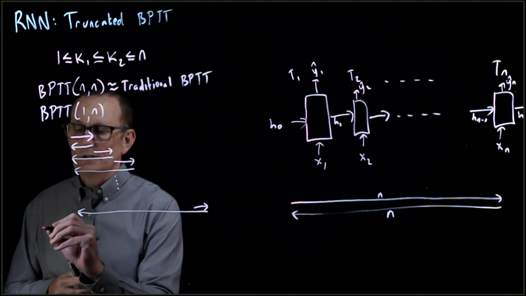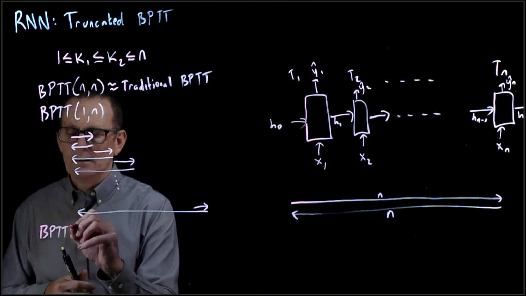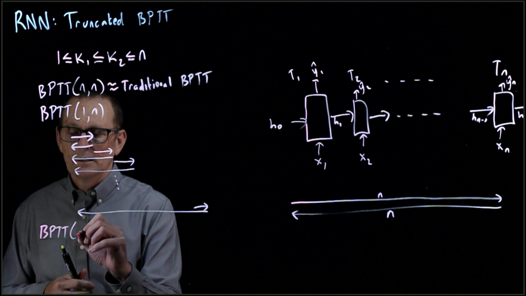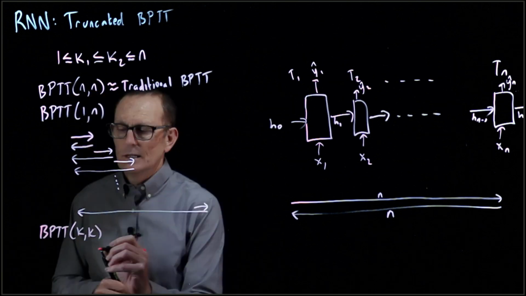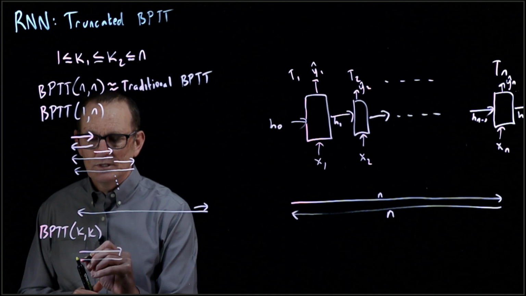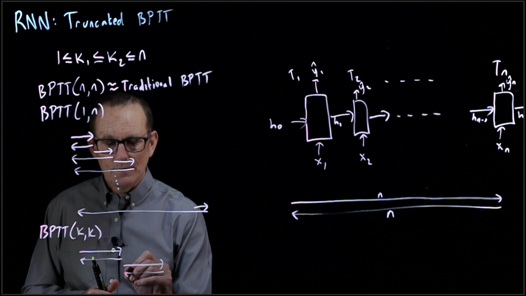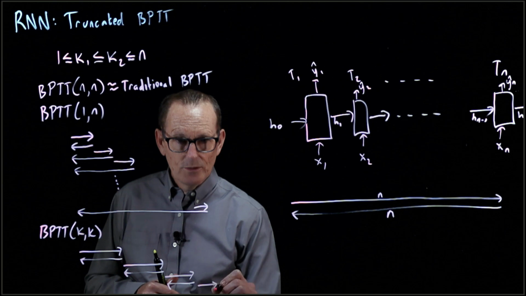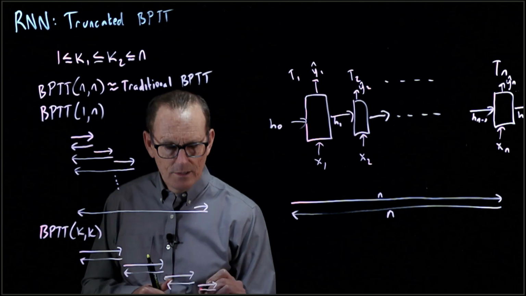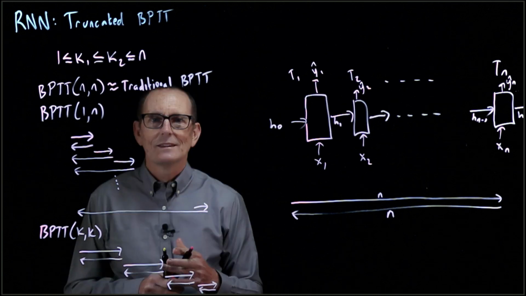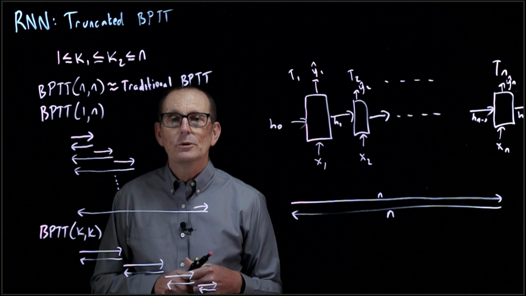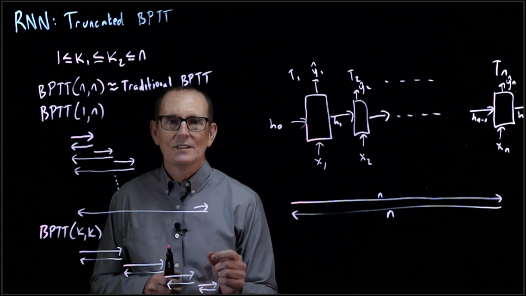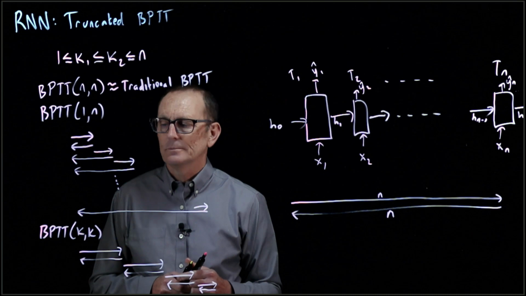Another approach that we can use is k comma k. So in this case, we'll go k time steps forward and then k time steps back. And then another k time steps forward, k time steps back, another k time steps forward, k time steps back, until perhaps at the end we do a smaller number so that we get the last few time steps if n is not a multiple of k.